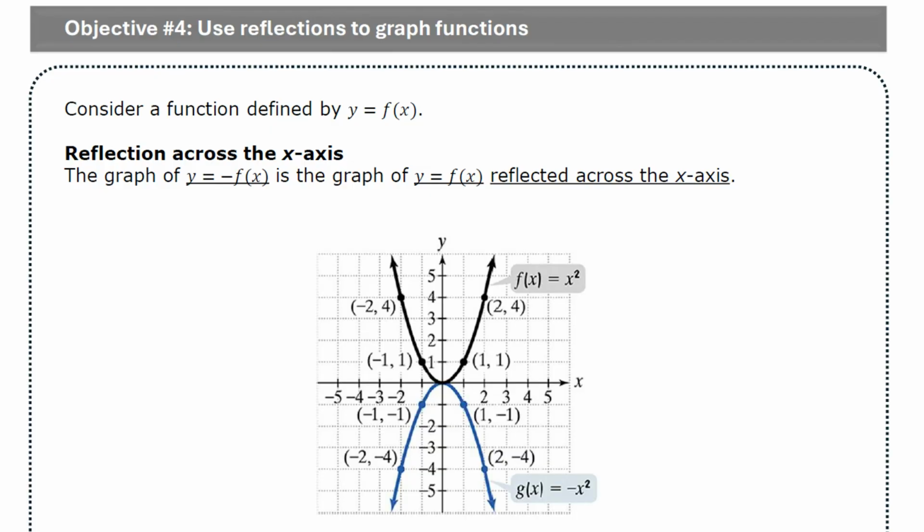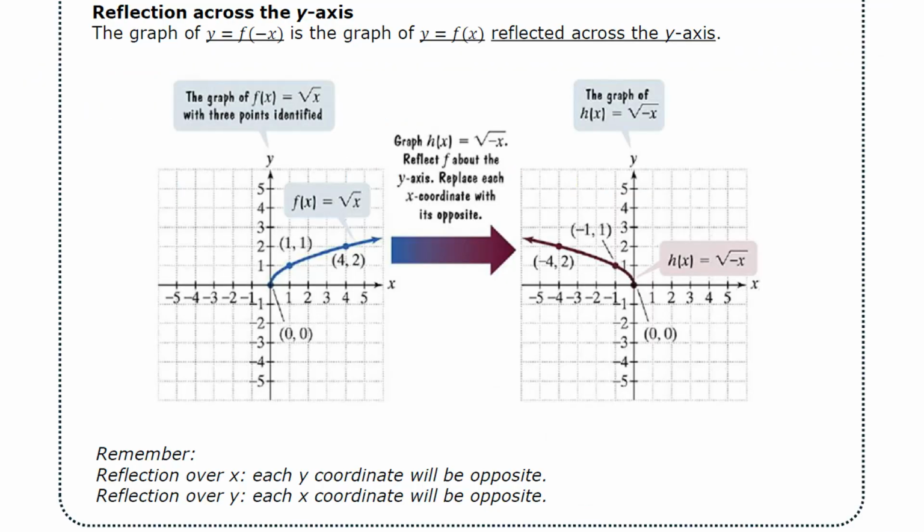Now, when we're reflected across the y-axis, we see here in our visual that our x coordinate is changing. And so the negative value is going to be applied to the variable x. So y equals f of negative x is going to be the graph of f of x reflected across the y-axis. So our parent function here is the square root function. And so we have f of x equals the square root of x. It is being defined here in blue on the left with 3 points.